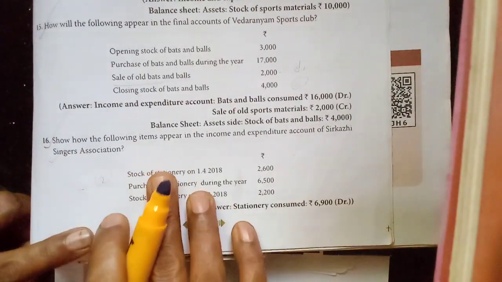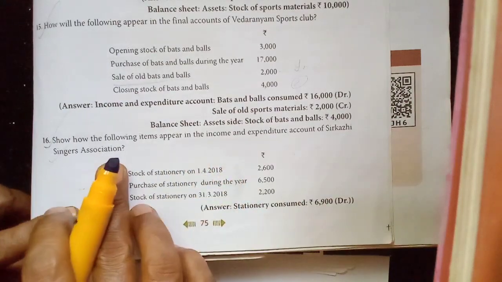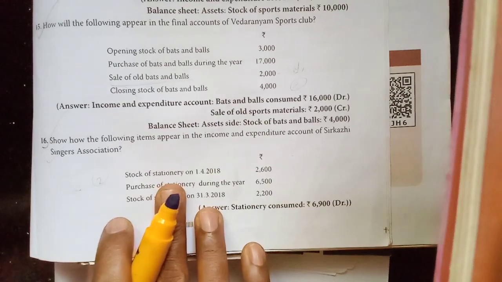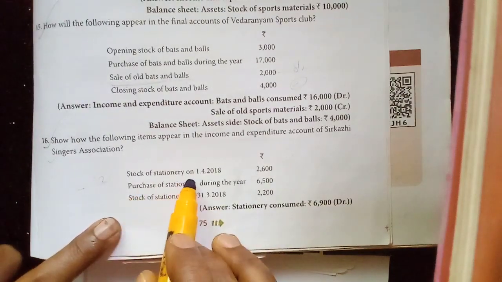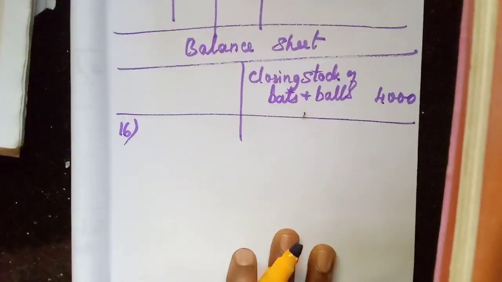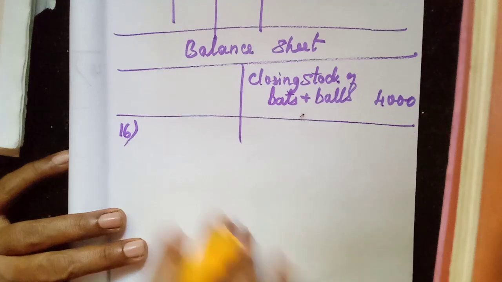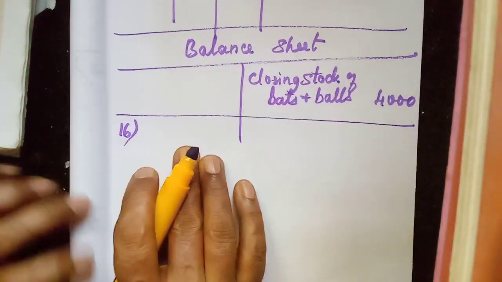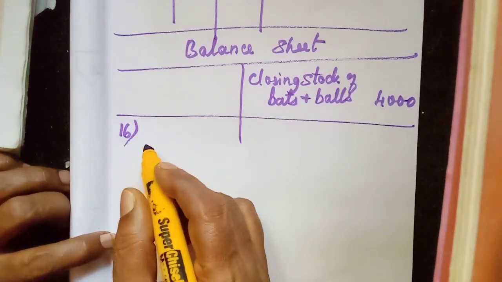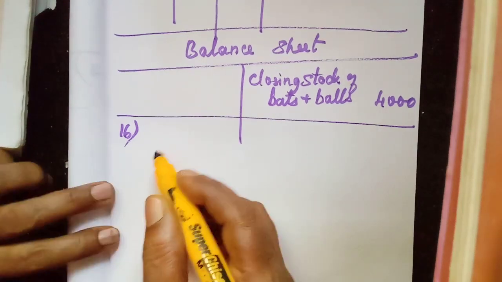Show how the following items appear in the income and expenditure account of Sirkari Singers Association. So only one account they have asked. Opening stock of stationery, purchases made, closing stock. Very easy. This you may not forget, and you can gain 2 marks. It is very simple. Here many questions on treatment of subscription, then treatment of this one, anyone they will ask. In accountancy, we have many chances to score more marks.